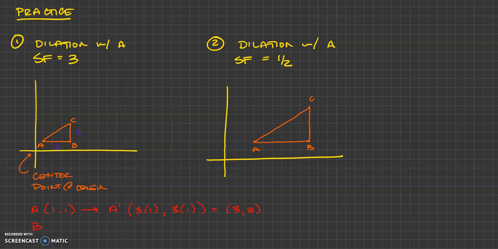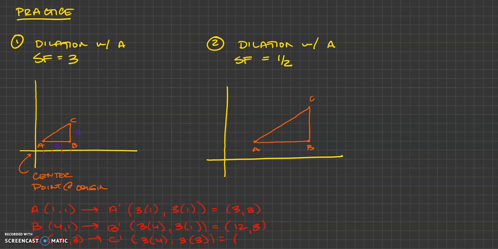What about B? B is located at 4, 1. This is just coordinate notation is all I'm writing down. That's going to be 3 times 4 and 3 times 1. And so the new B prime here is going to be at 12, 3. And then C is located at 4, 3. So what is C prime? Well, that's going to be 3 times 4 and 3 times 3.